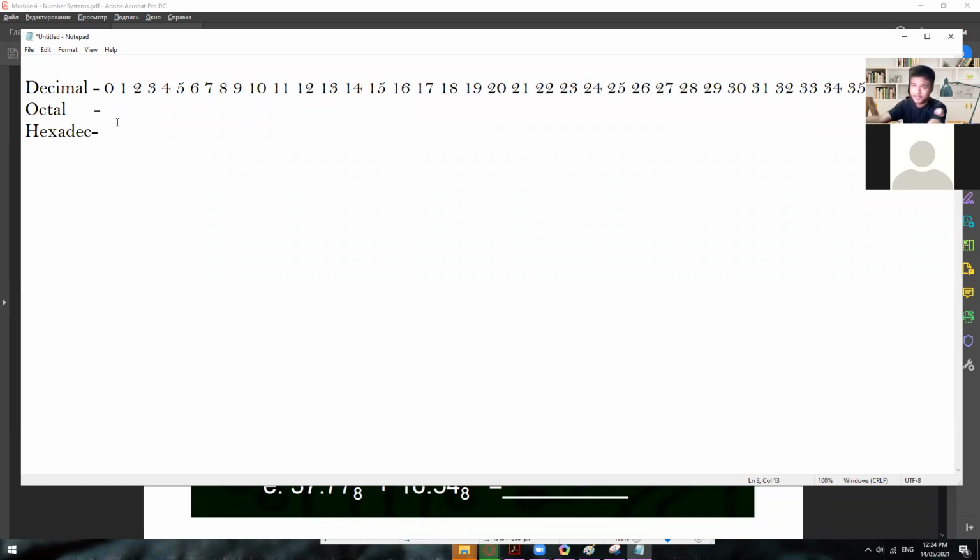Now in octal, 0 to 7 is the same: 4, 5, 6, 7. However, we don't have 8 and 9 in here, so we skip those and go straight to 10. Then decimal 9 is 11 in octal, and 10 is 12. Let me just align this one, and then just continue this one.